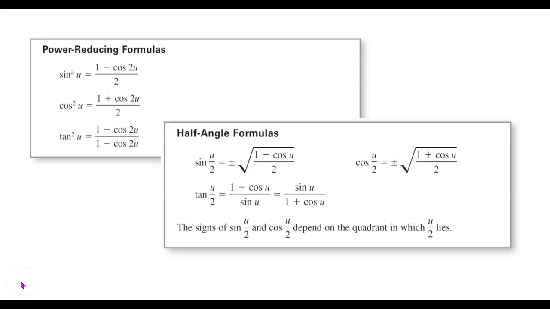Now some more formulas. These are the power reducing formulas because they enable you to start with the square of one of these trigonometric functions, sine squared, cosine squared, tangent squared, and turn it into an equivalent expression that only involves a trigonometric function to the first power.